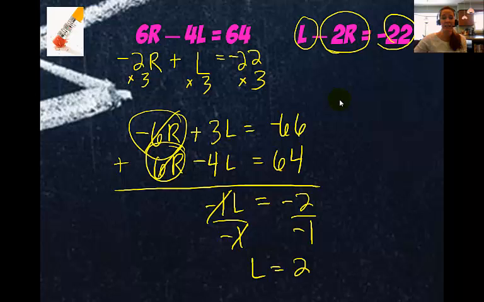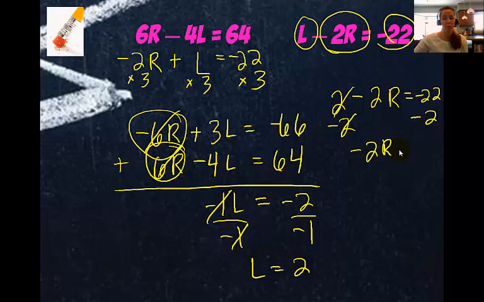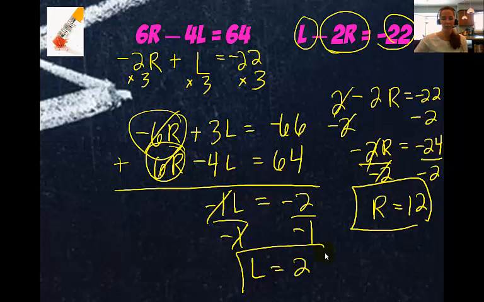I can plug it back into either one of them. If L is 2, I'll put in that right side one. 2 minus 2r equals negative 22. Let's go ahead and take away that 2 from both sides. That negative stays with my 2r. That's negative 24. Divide by negative 2 on both sides, and r equals 12. There are my answers, 2 and 12.